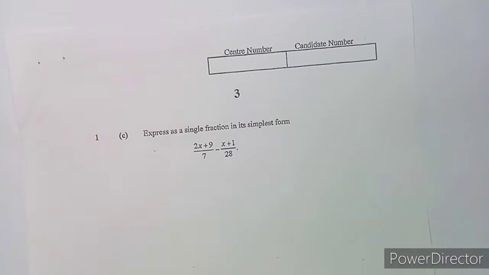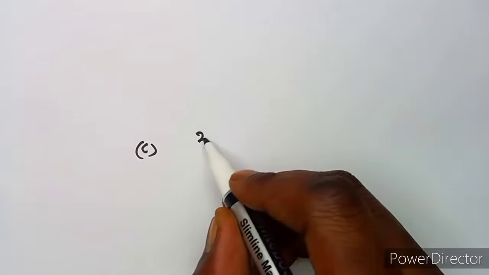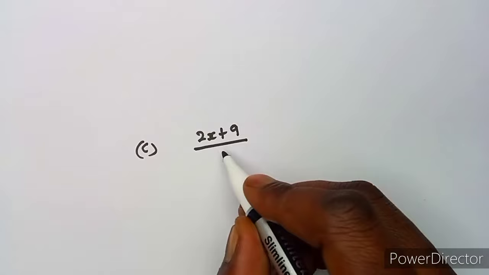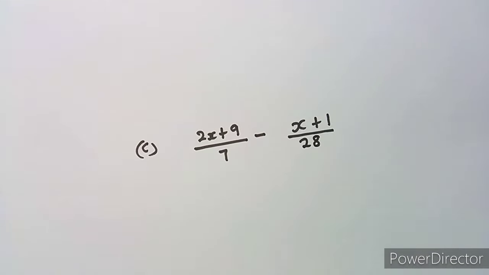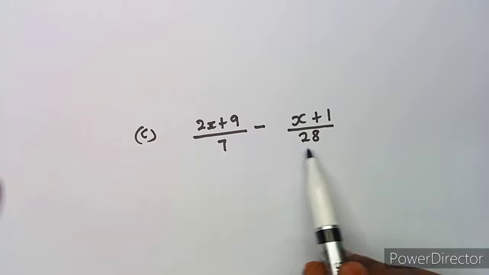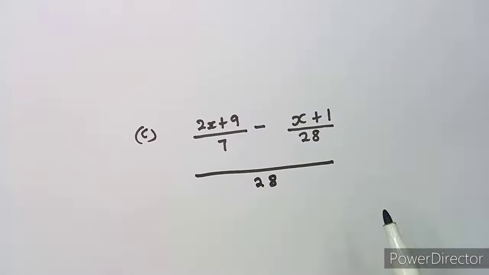It's fine. Then on 1C, we're asked to express as a single fraction in its simplest form. So as a single fraction, we are simply applying all the techniques of addition and subtraction. All right, so this is our C, where we are given 2x plus 9 everything over 7 minus x plus 1 over 28. As we know, if we are to simplify in this case, we have to find the LCM, which is the LCD of the two given fractions, that is the denominators, 7 and 28. So what is the LCM of these two numbers? We've got 28 in this case, that is our LCM.